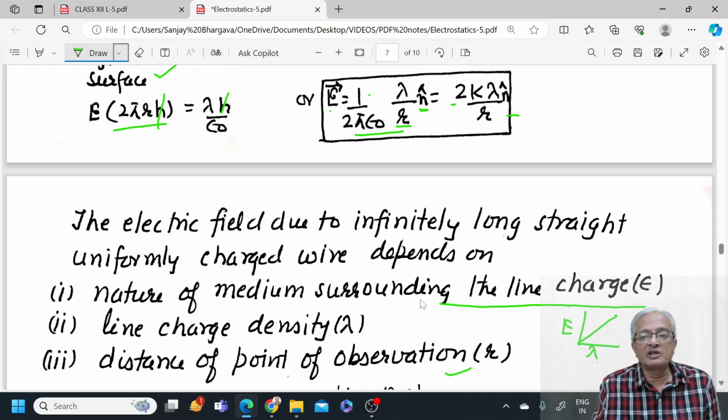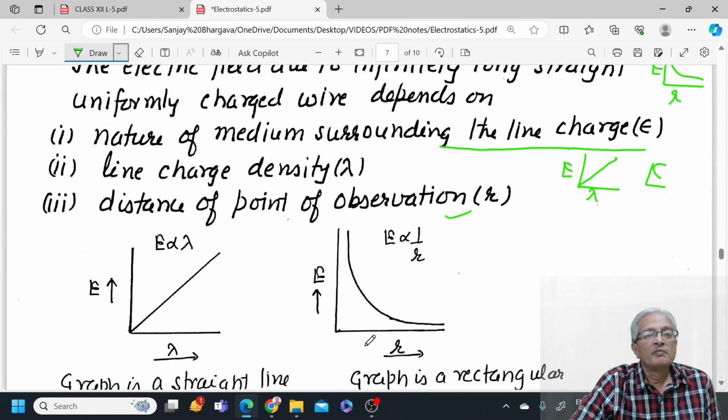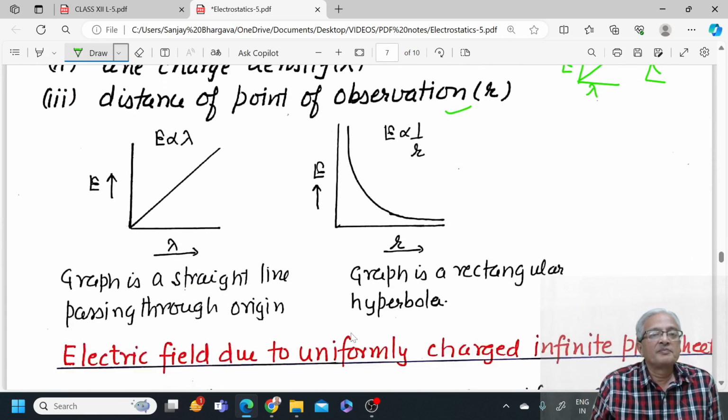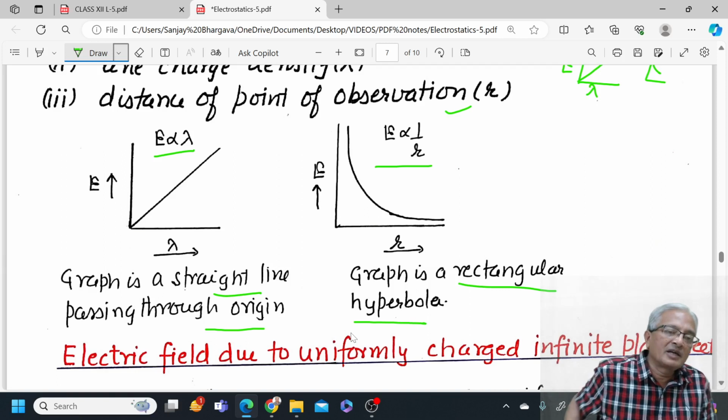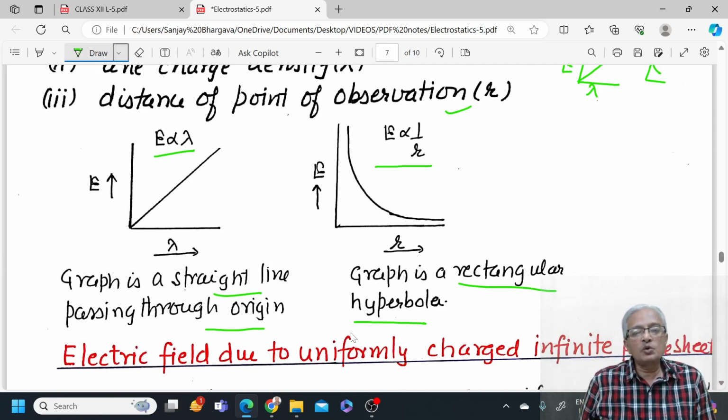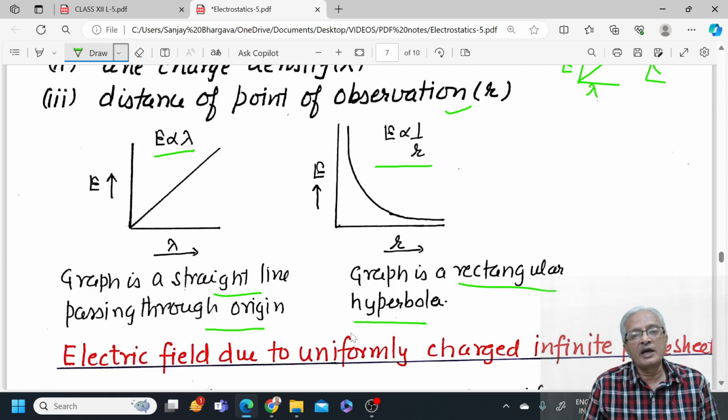Distance of point of observation. So if we want to plot a graph between electric field and the distance of point of observation, as r increases, the electric field continues to decrease. It is as good as a rectangular hyperbola. So here are the two graphs: electric field proportional to lambda and electric field proportional to 1 upon r. This shape is basically called a rectangular hyperbola, and this is a straight line passing through the origin. So students, I think we are clear with how to calculate electric field due to an infinite line charge.